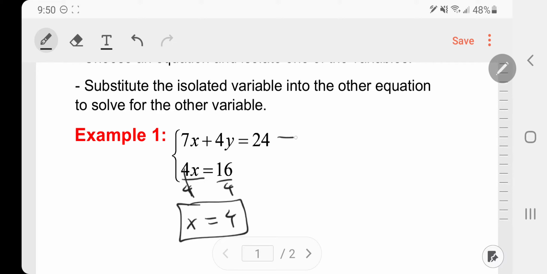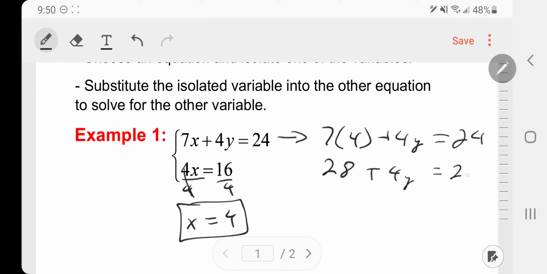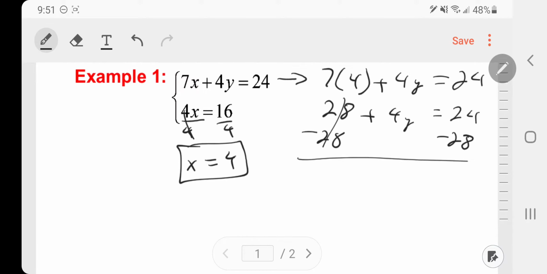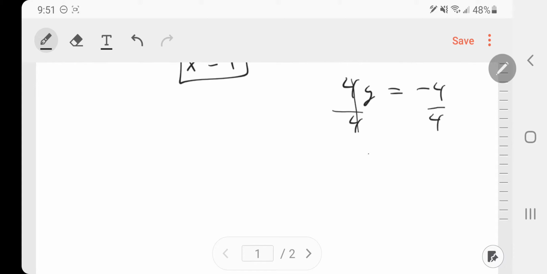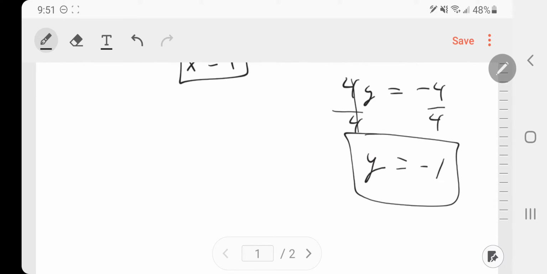Now what I'm going to do is just plug it back in to our other equation here to solve for our other variable. So in this case we have x. We're now going to need to plug it in and try to solve for y. Subtract 28 on both sides. We get 4y equals a negative 4. Divide by 4 on both sides, and I get y equals negative 1.